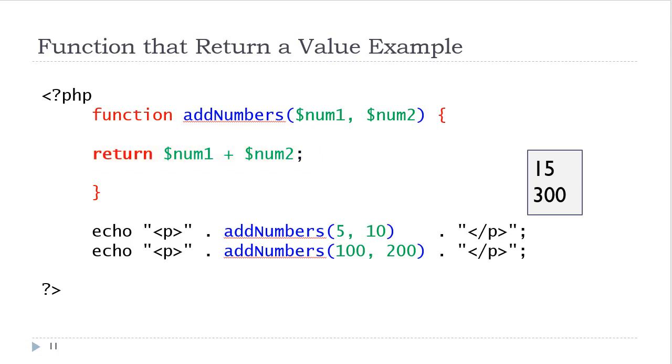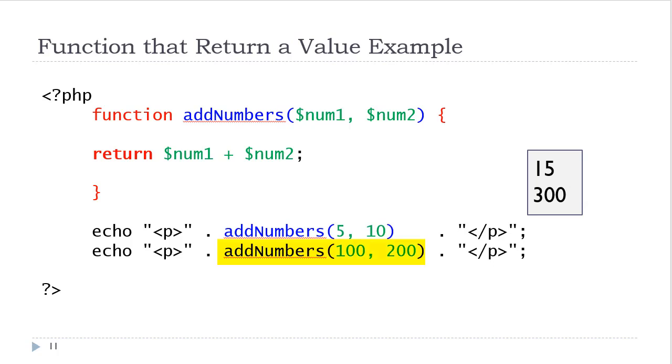In the first echo statement, I am calling the addNumbers function. I am passing it two values, 5 and 10. Notice these are numbers, so we do not need to have them inside quotations. The 5 will be passed to the first argument, $num1. The 10 will be passed to the second argument, $num2. Those values will be passed down into the curly braces, and they will be added. 5 plus 10 is 15, and you can see the result here in the web page.